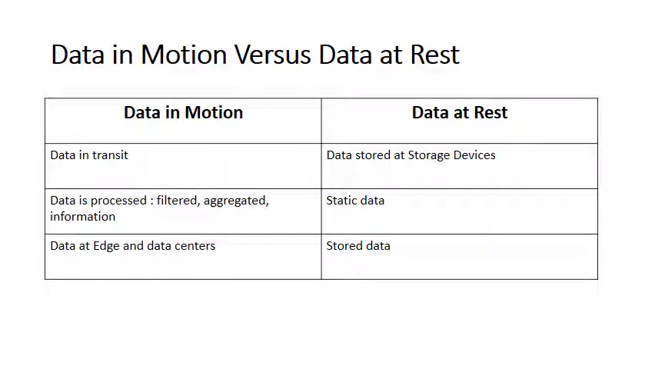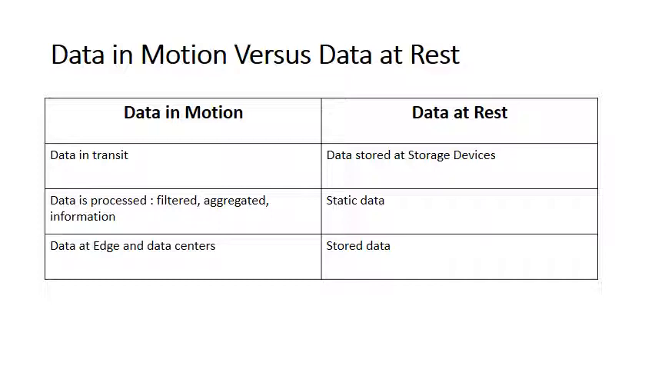Now, what is the difference between data in motion and data at rest? The simple difference is that whatever data is stored in particular storage devices is called data at rest. Data in transit we call data in motion, because if you see the IoT environment, data is always moving from one location to another, from sensor to edge, edge to gateway, gateway to fog, fog to cloud, like that. So this data is called data in motion or data in transit.